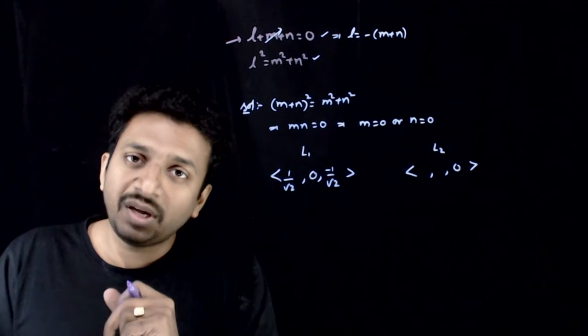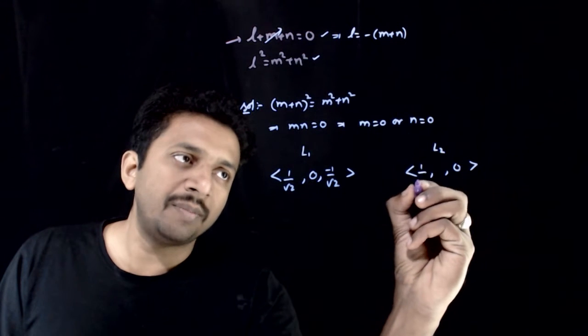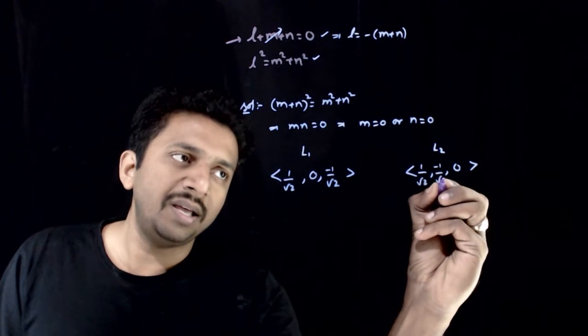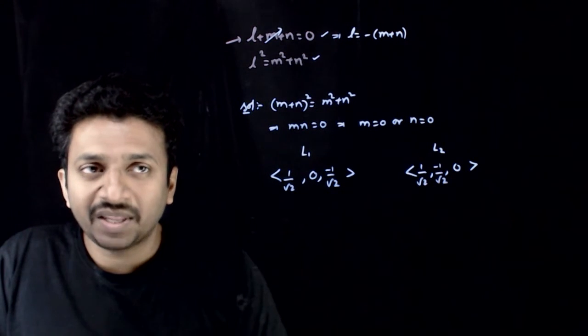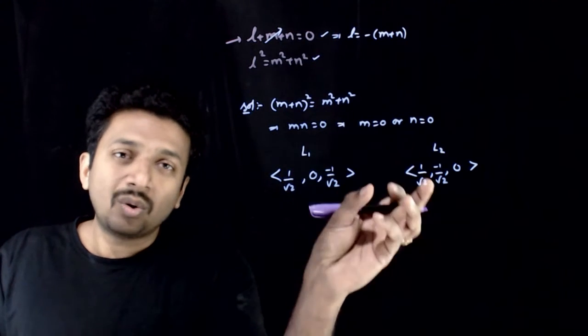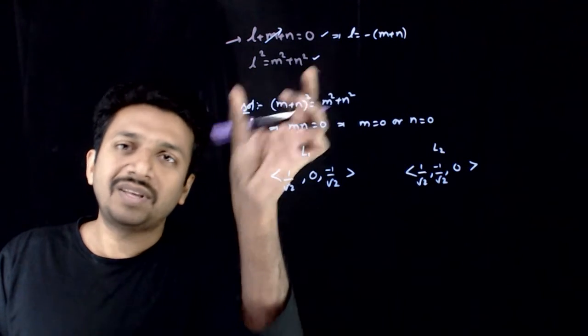Similarly here also, n = 0, so l + m has to be equal to 0. The DCs are 1 by root 2 and minus 1 by root 2. Those are the DCs of the line. So these are the two lines whose DRs satisfy this relation.